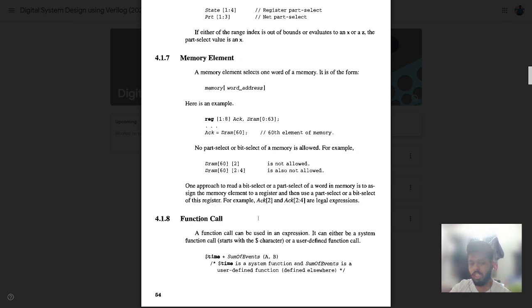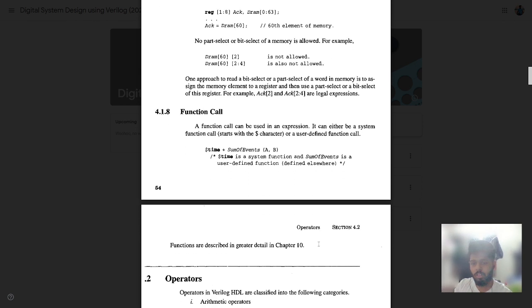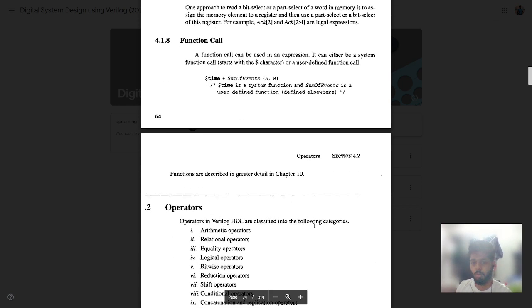Function call. A function call can be used in an expression. It can be either a system function call that starts with a dollar character, or a user defined function call. Next, we will see what are the operators.